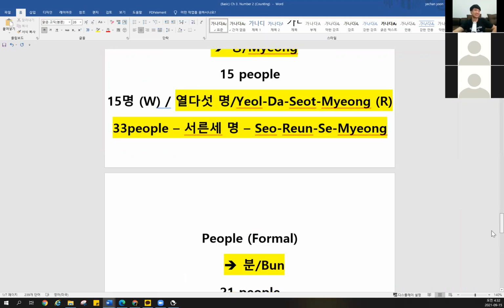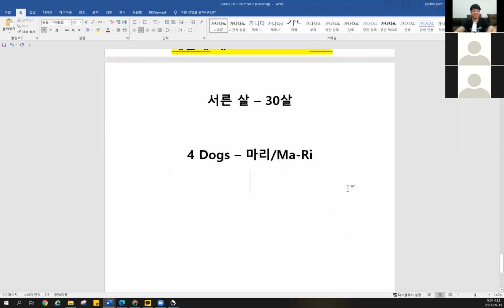Just like that. So, 네 마리. Writing is going to use some numbers like this, okay? But if you want to read it, you need to say 개 네 마리. So, Alia, do you already have 4 dogs right now?